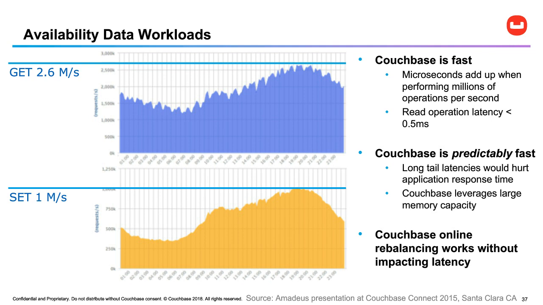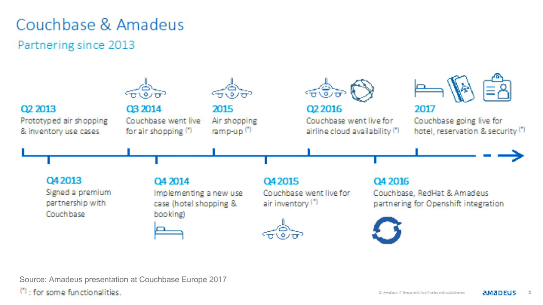This was Couchbase as a caching layer for Amadeus, and then over the years they have evolved that to add newer services, not only on top of the same data, but also as different applications. One of the roadmap presentations they had a few times at our conferences. This was last year in Europe, talking about first starting with Couchbase as a caching layer there on the far left in 2013, and then starting to add new use cases for their hotel shopping and booking, for their airline availability engines, starting to move over to Red Hat and OpenShift, and managing hotel and airline reservations and security.